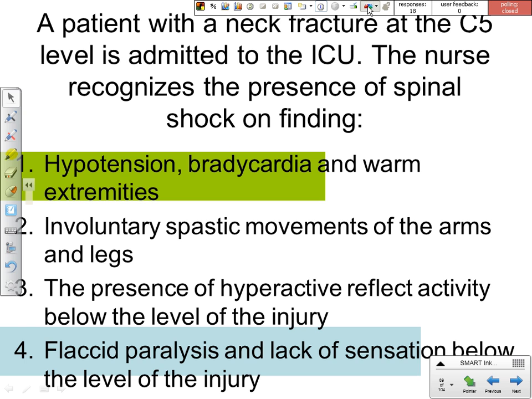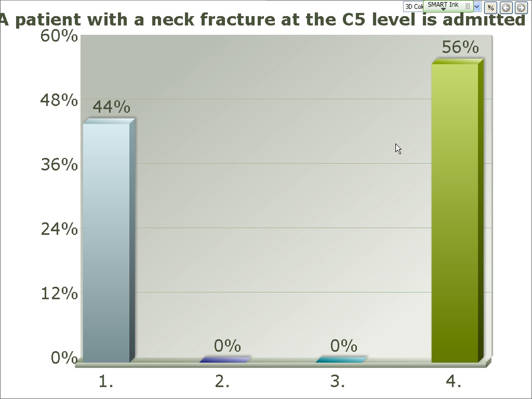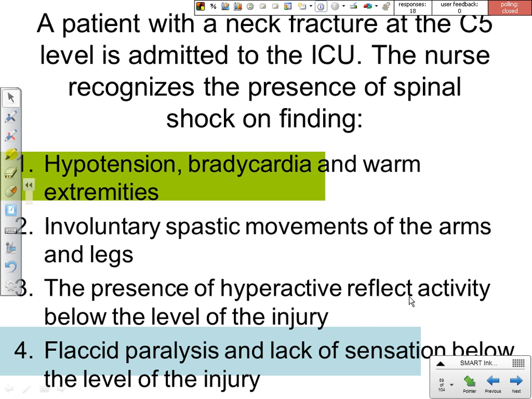There we go. Okay, hypotension, bradycardia, and warm extremities, or flaccid paralysis and lack of sensation below the level of the injury. What is the description of spinal shock? I mean, what's that? They're in shock. The flaccid paralysis, remember we do have hypotension, we have bradycardia, but we don't have warm extremities, we have cold extremities, and we have flaccid paralysis and lack of sensation.